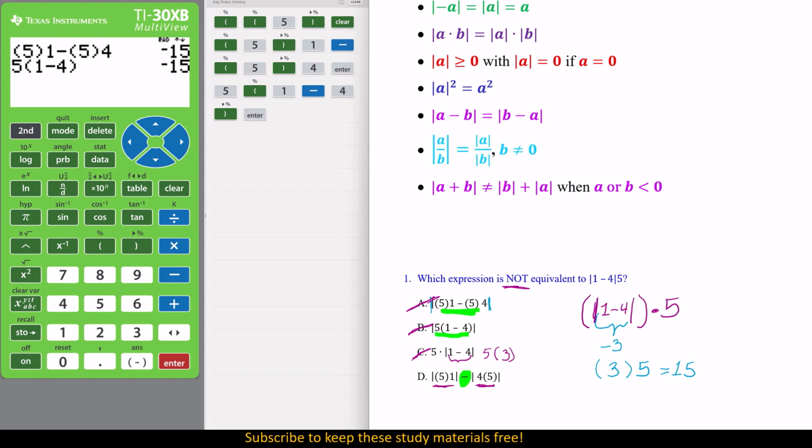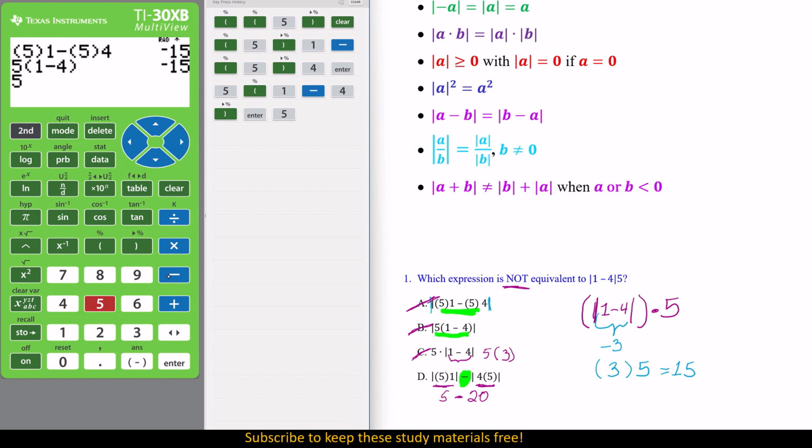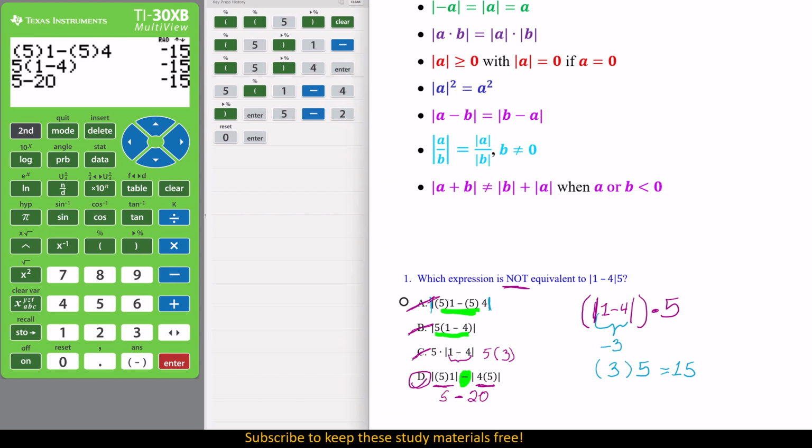So what really happens? Well, we have 5 times 1, that's 5. And then minus what? Well, that's 4 times 5, that's 20. Well, we type that in, 5 minus 20, we get a negative 15. We cannot take the positive of that. That is pulled out of the absolute value. It stands as a negative. Therefore, D is verified. That's the option we're looking for. Okay, let's go to number 2.